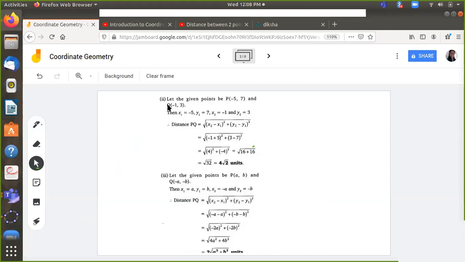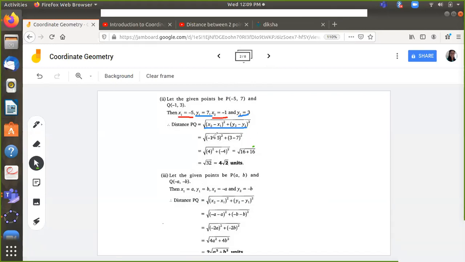Yeah. So the second pair of coordinates where P is negative 5, 7 and Q is negative 1, 3. So this is also as simple as what you have been doing. You just substitute your values for x1 and x2. Similarly, substitute your values for y1 and your y2. So again, as I told you, you will first recall the formula, then substitute the values of x1, x2 and then y1, y2.